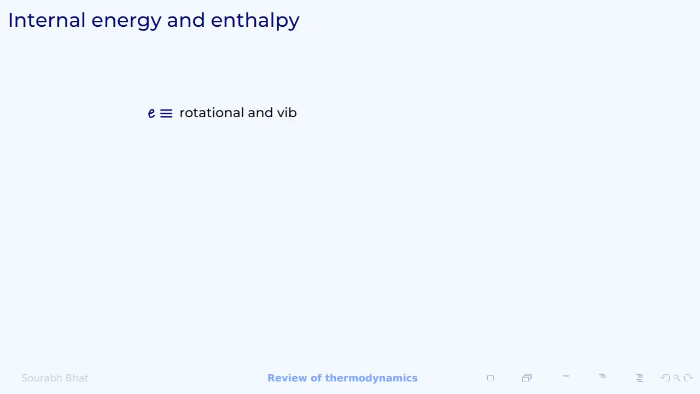The internal energy per unit mass, denoted by letter E, is a macroscopic property of gas, representing the vibrational and rotational energy of the gas molecules. The enthalpy per unit mass, denoted by letter H, is defined as H is equal to E plus PV or E plus P divided by rho.